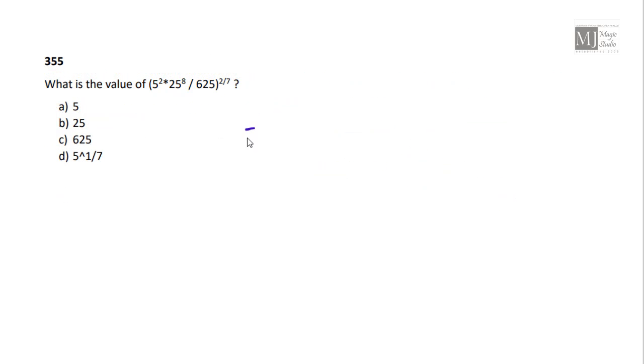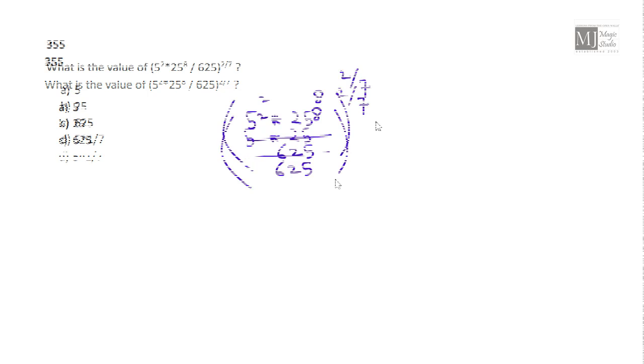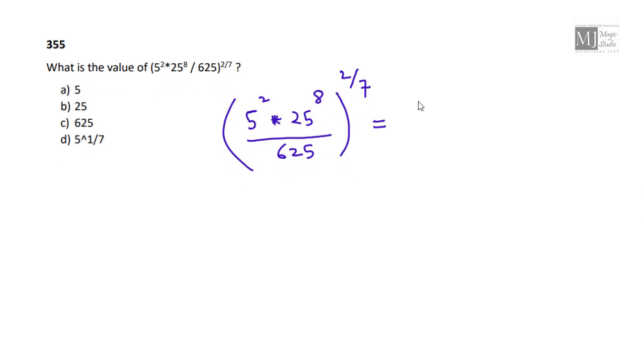What is the value of 5 square multiplied by 25 to the power 8 divided by 625, whole raised to the power of 2 by 7? So let us convert this into powers of 5. 5 to the power 2 into 25 to the power 8, 25 is 5 square, so that would be 5 to the power 16. 625 is 5 into 5, 25 is square, that is 5 to the power 4, whole raised to the power 2 by 7.